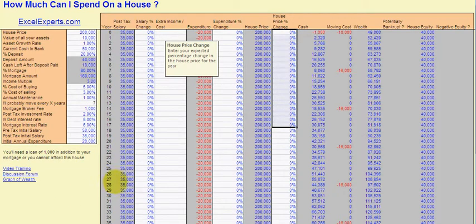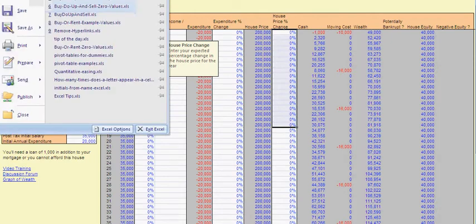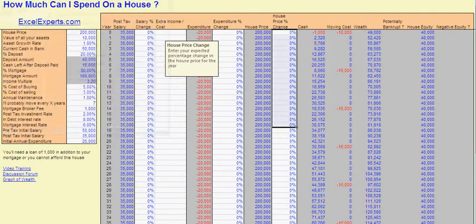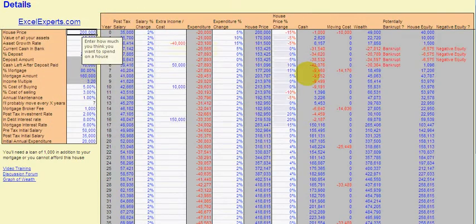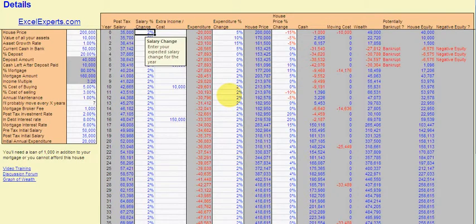Okay, I don't want to type in all of these extra things, so I'm going to find another worksheet that I've worked on already. In this example, I'm assuming my salary changes at 2% every year.